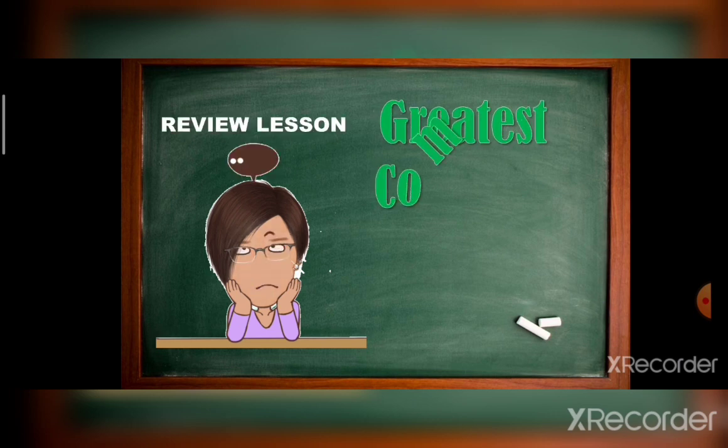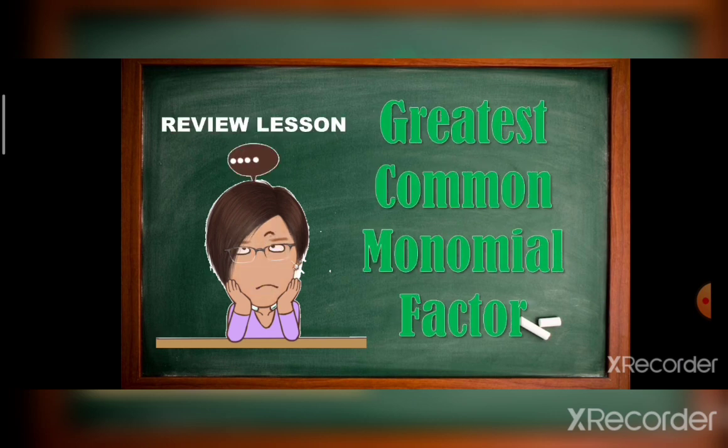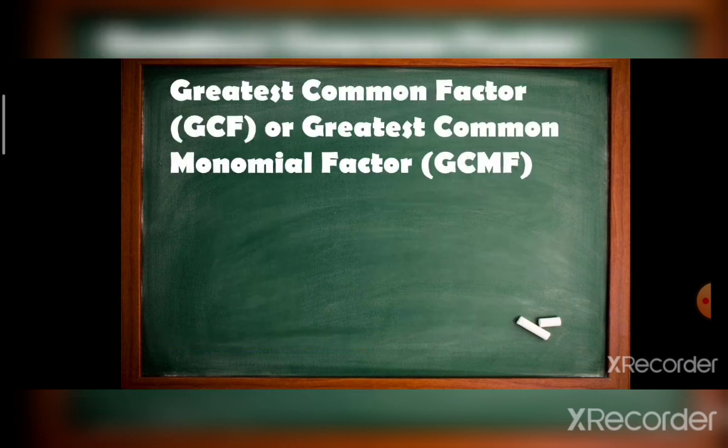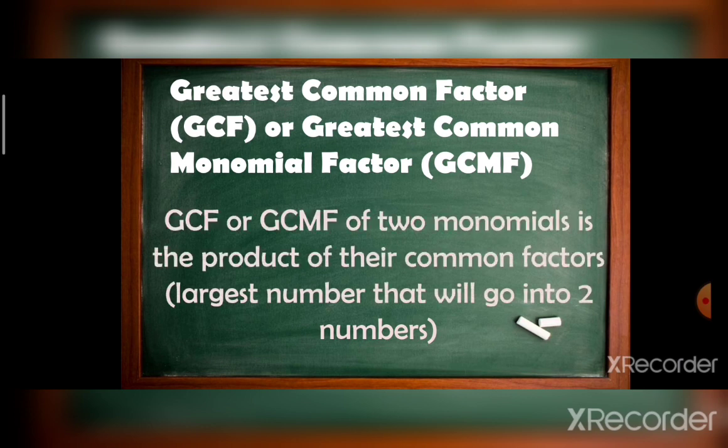Our review lesson for today is all about greatest common monomial factor. GCF or GCMF of two monomials is the product of their common factors, or the largest number that will go into two numbers.